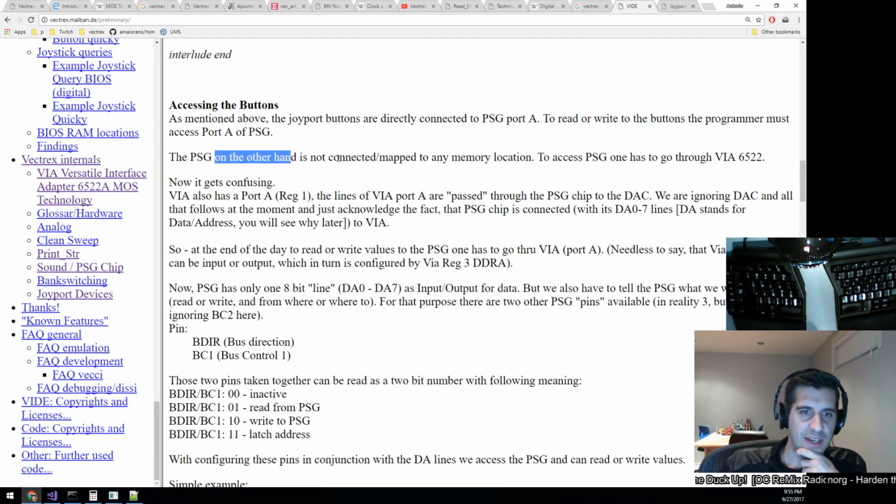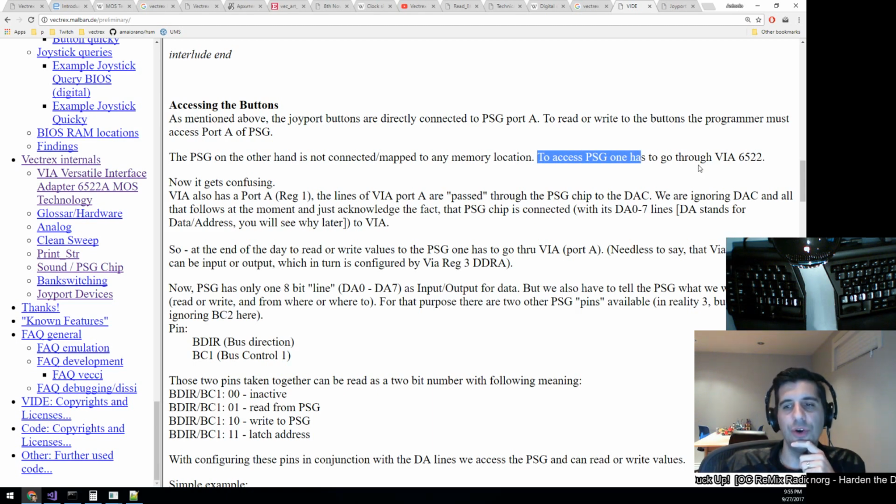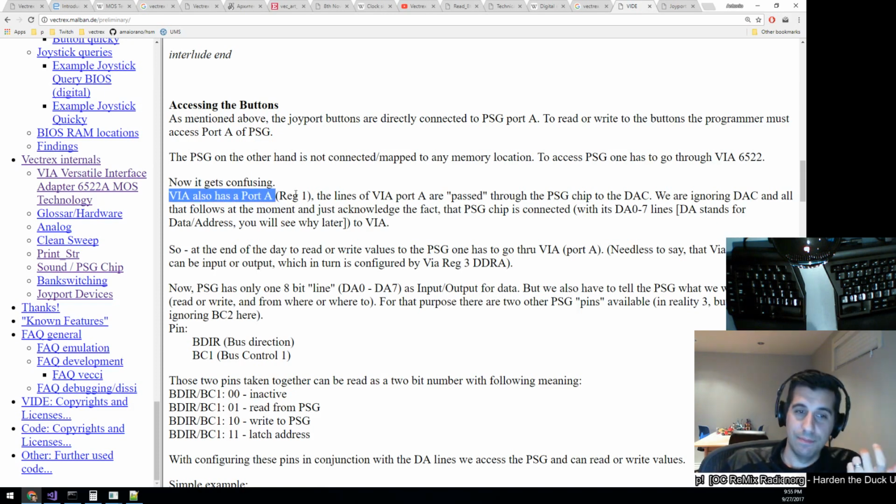PSG, on the other hand, is not connected or mapped to any memory location. To access PSG, one has to go through VIA 6522. Now it gets confusing. VIA also has a port A, register 1. The lines of VIA port A are passed through the PSG chip to the DAC. We are ignoring DAC and all that follows at the moment and just acknowledge the fact that PSG chip is connected with its DA 0 to 7 lines. DA stands for data address. You will see why later, to VIA.